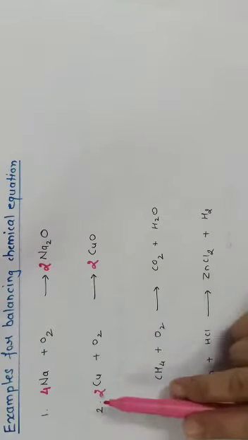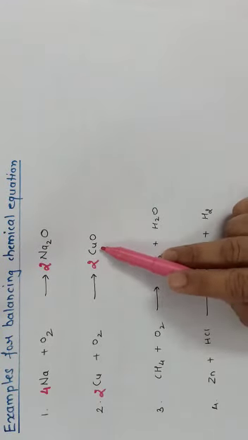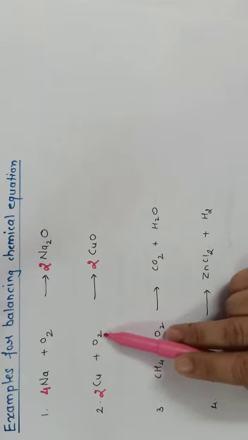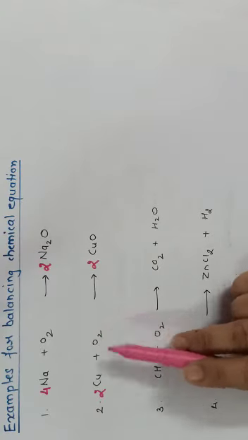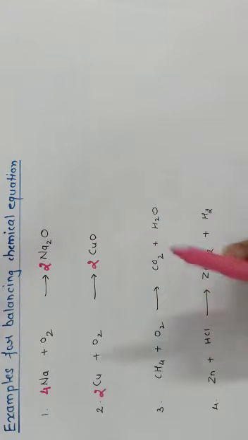Let us cross check now. Copper on the reactant side 2 atoms, copper on the product side 2 atoms. Oxygen on the reactant side 2 atoms, oxygen on the product side 2 atoms. Okay, so now this equation can be said to be a balanced one.